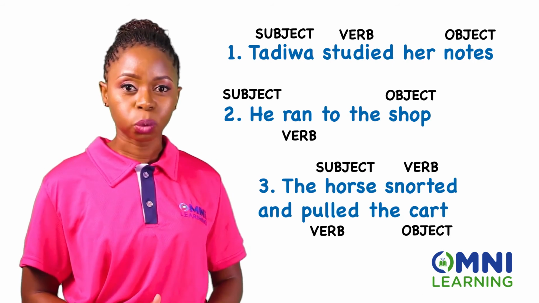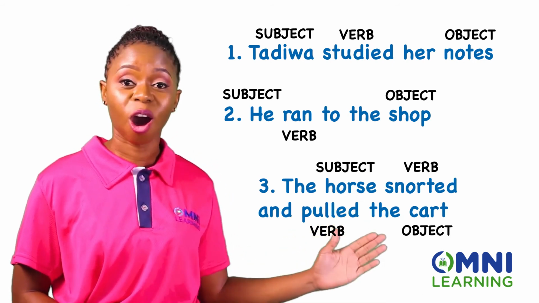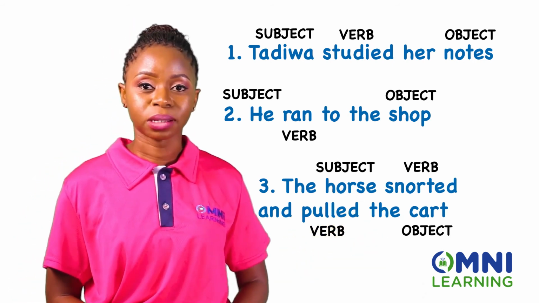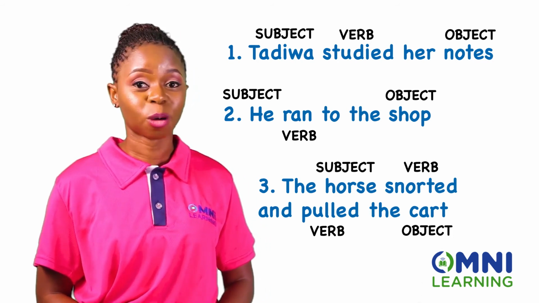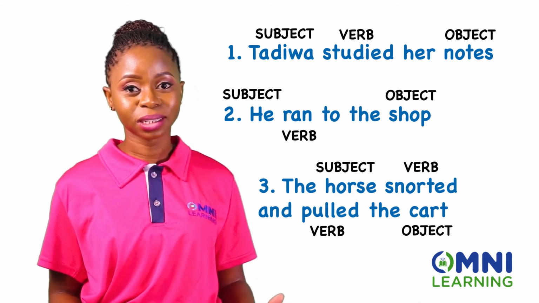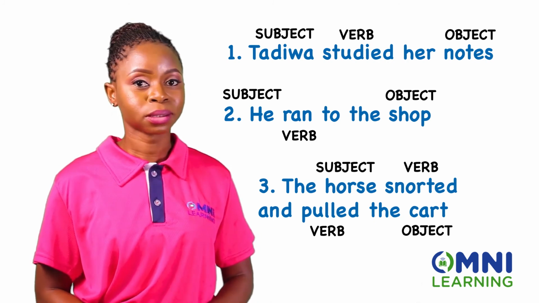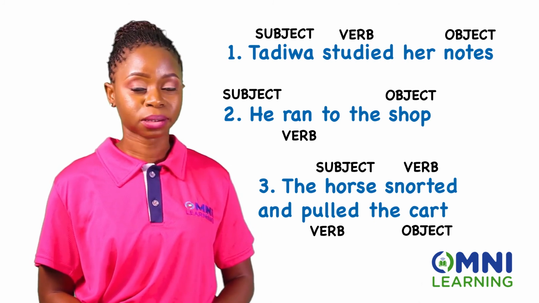What did the horse pull? It pulled the cart. So in this case, the cart is the object. And now our sentence not only makes sense, but it also has balance.